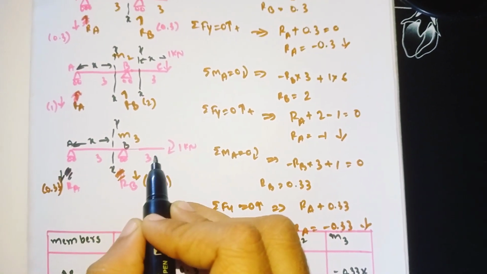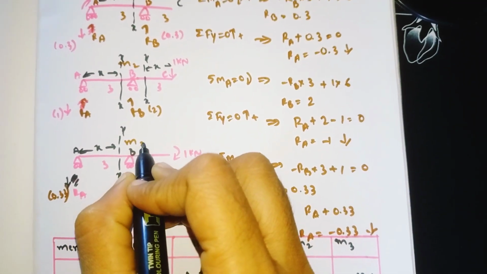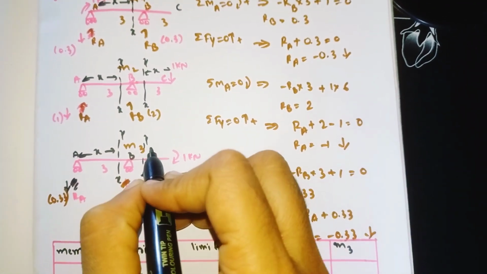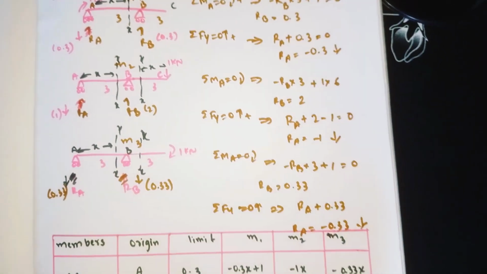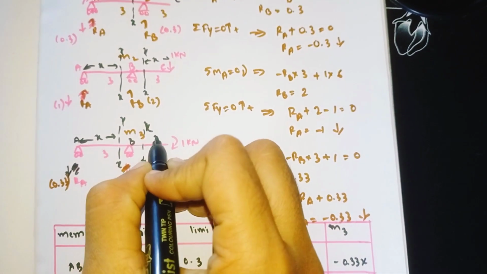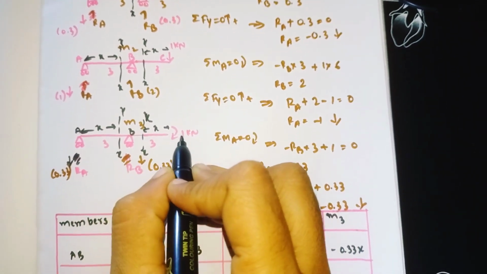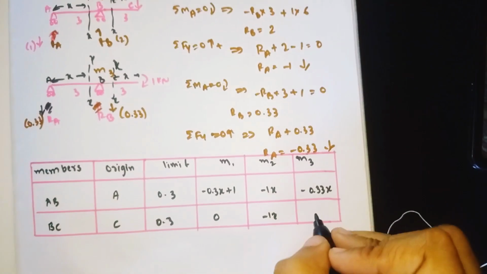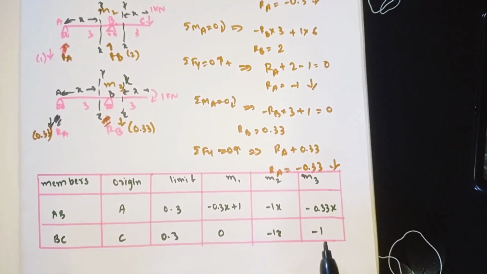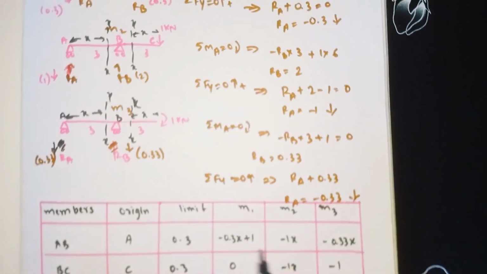Similarly for M3, if you cut the section far away from the origin C at a distance of X, a unit moment of 1 kilonewton is acting. For that it is a moment, so for this we need to take minus 1.